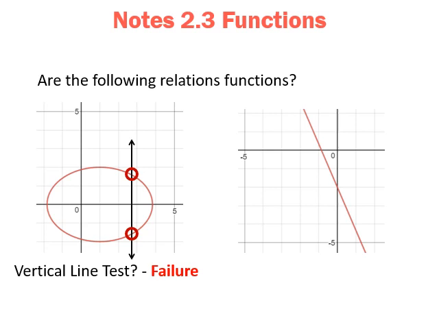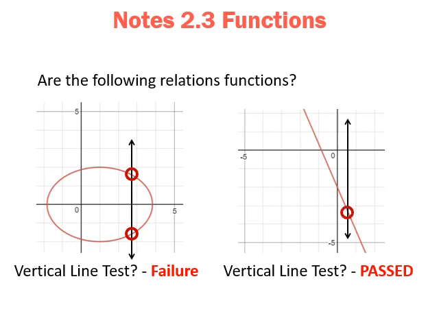And then the line on the right, yeah, the vertical line test passes here. The vertical line only crosses the graph, the relation, at 1 point. So that is a function on the right.